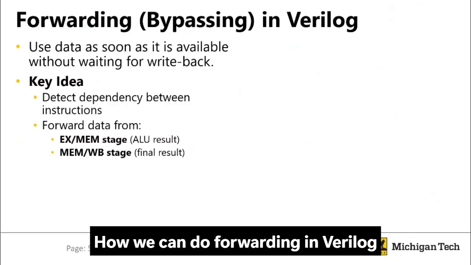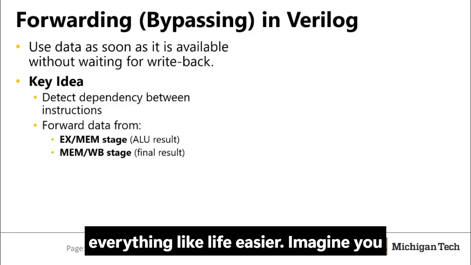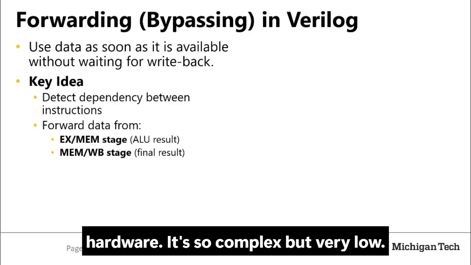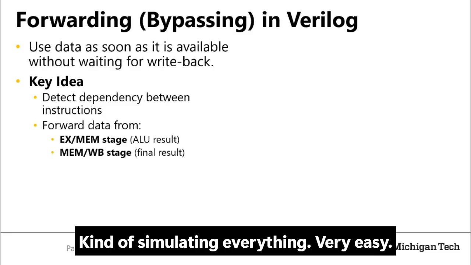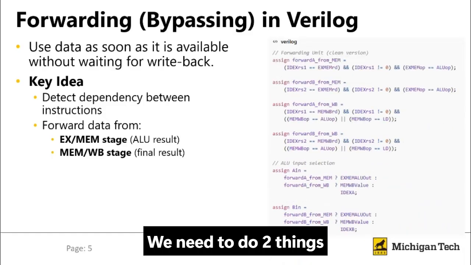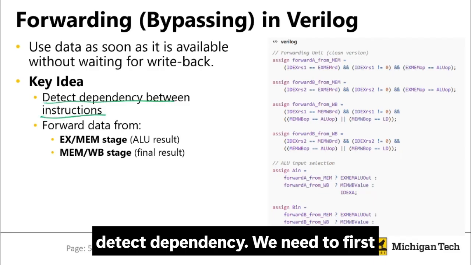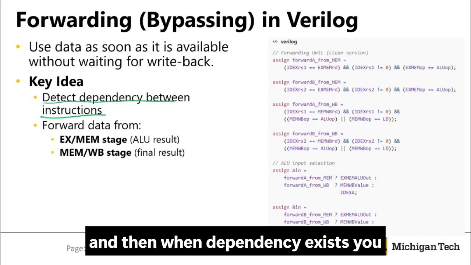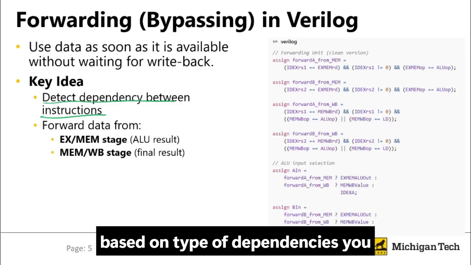How we can do forwarding in Verilog is because Verilog actually makes everything easier. Imagine you want to do all of this in hardware. It's so complex, but Verilog makes simulating everything very easy. We need to do two things in Verilog. First, we need to detect dependency, to see if a dependency exists. Then, when a dependency exists, you can forward data based on the type of dependency.